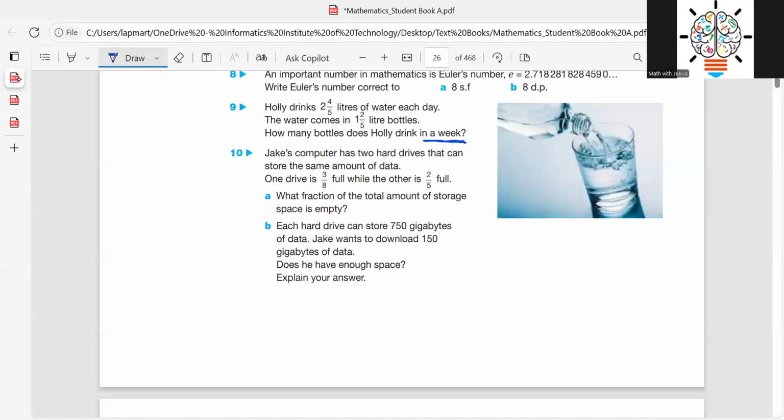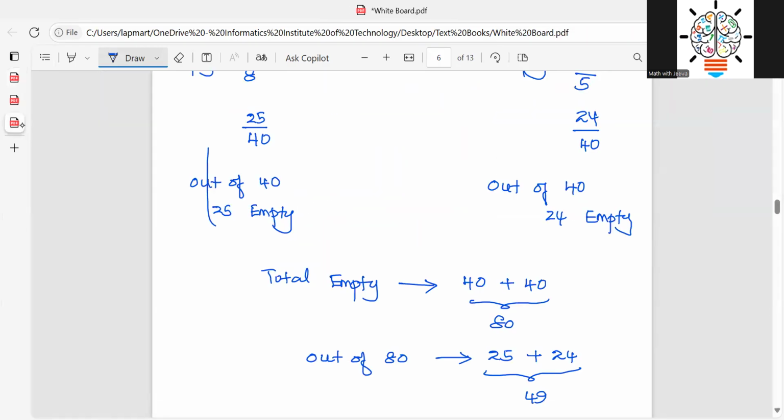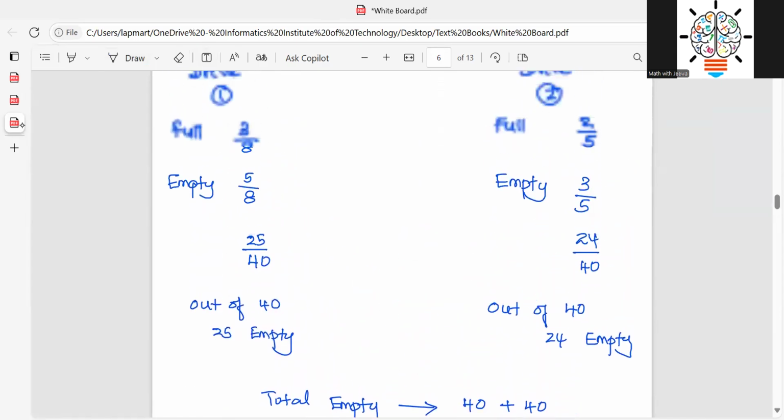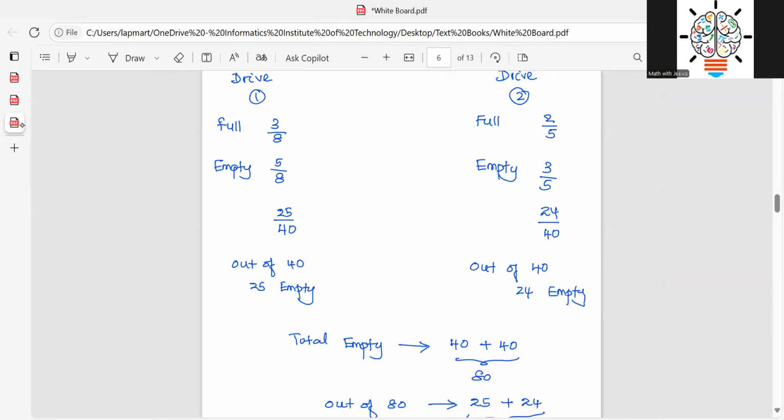Then what they ask is the fraction of the total amount of storage that is empty space. We can write it: the empty storage will be 49 out of 80. Hope it is clear, right? Just imagine that what I did was draw what they are talking about.